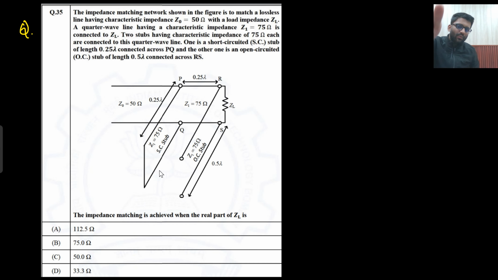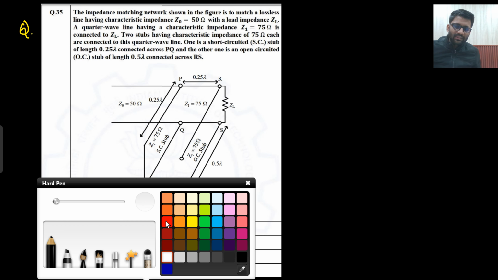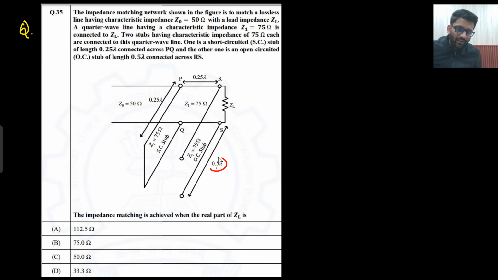What they are doing, there are two stubs. This stub has a length of lambda by 2. If the length is lambda by 2, that means open circuit will be replaced with open circuit only. This is here open circuit. So at lambda by 2, open circuit will be replaced with open circuit only. And this length is lambda by 4, so short circuit will be replaced with open circuit. Are you getting this point?